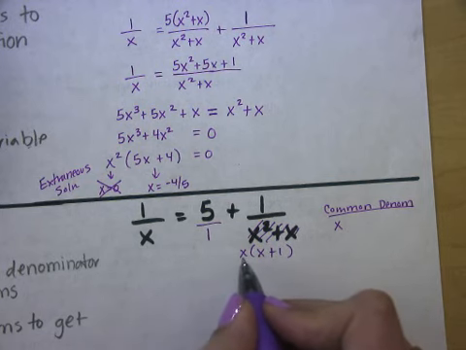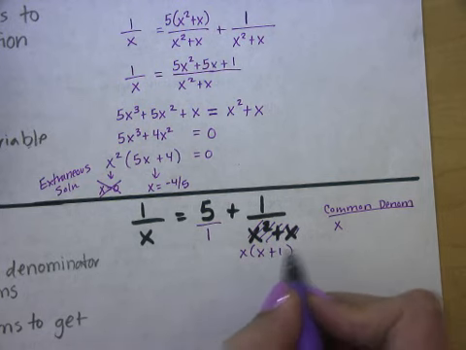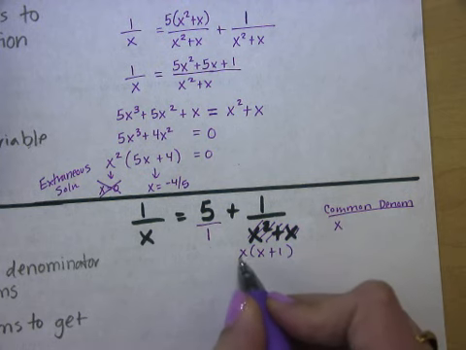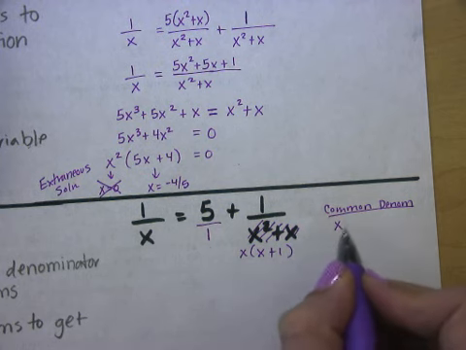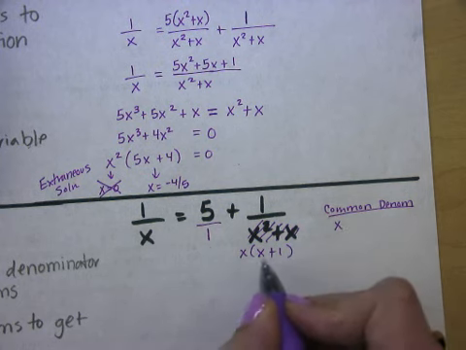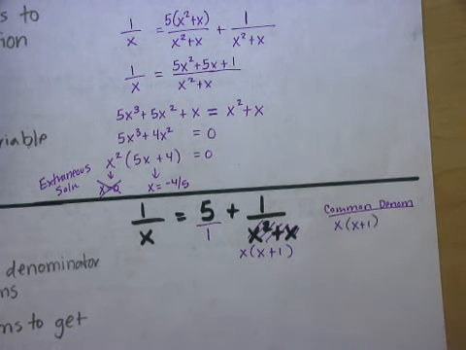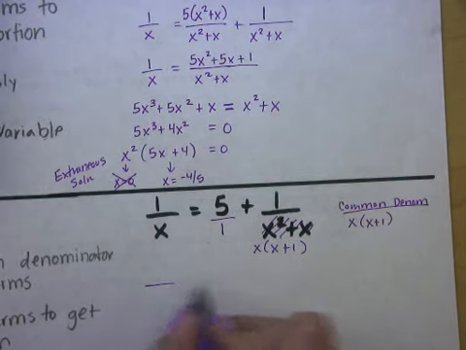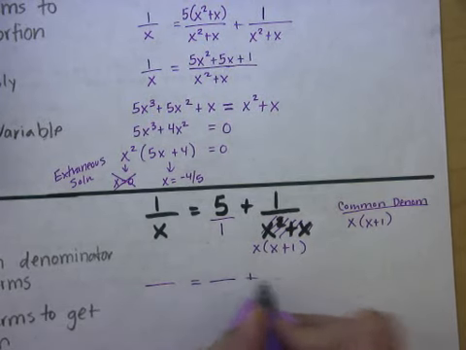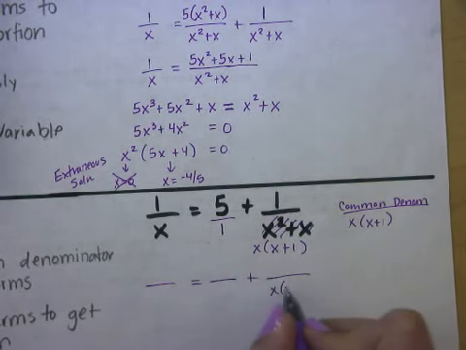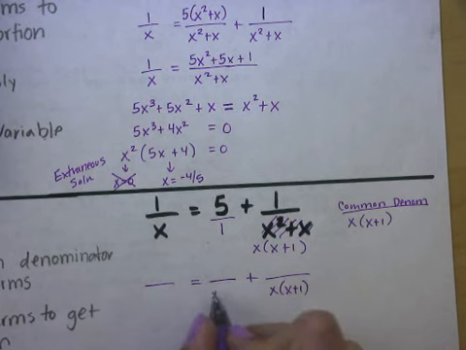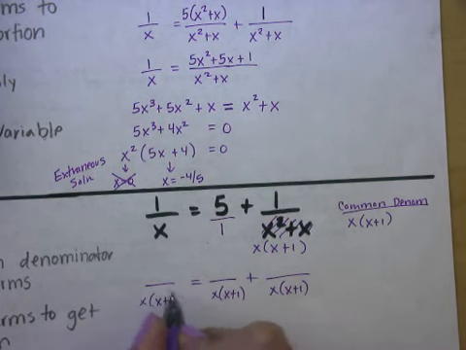And this guy has 2 factors. One is x and one is x plus 1. Because we already have 1x and this guy only has 1x as a factor, we only have to put 1x in the common denominator. But we also have to include this x plus 1. Alright, so there's our common denominator. So I'm going to write all 3 expressions now with this common denominator, x times x plus 1. And then start to compare.